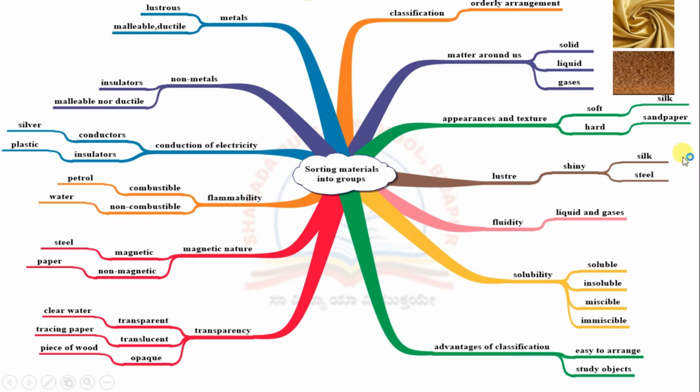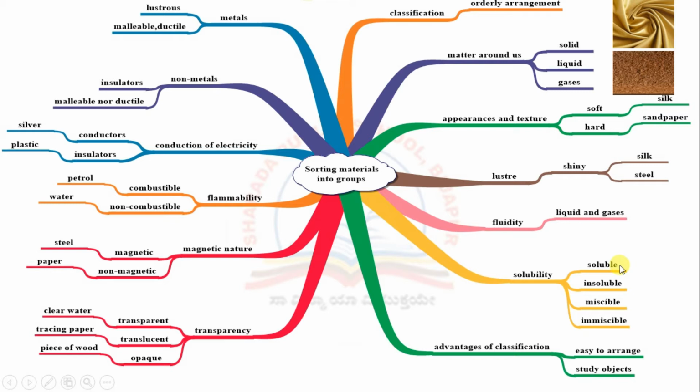Luster. If we compare silk and steel, steel is shiny, whereas the other materials are dull. Shiny materials have the lustrous property. Fluidity. The ability of a substance to flow easily is known as fluidity. Examples are liquids and gases. Students, let us learn about solubility.